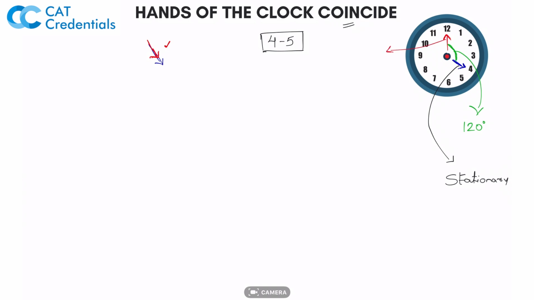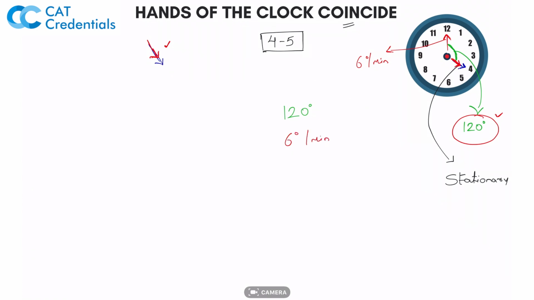So what is the speed of my minute hand? 6 degrees per minute. So it will go 6 degrees in 1 minute. Now it has to cover what? It has to cover 120 degrees, right? If this minute hand covers this 120 degrees, it will come and overlap over this hour hand, and I can say they coincide. So the distance that the minute hand is supposed to cover is 120 degrees. The speed that it has is 6 degrees per minute.